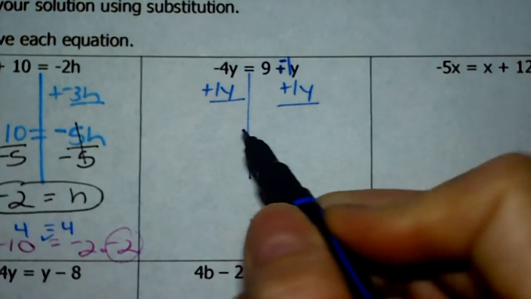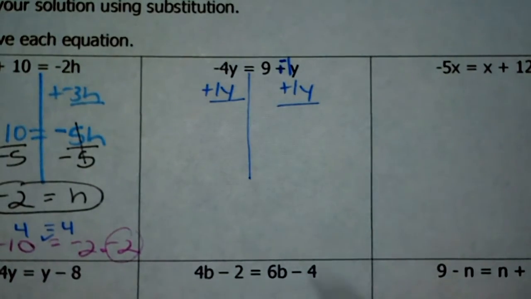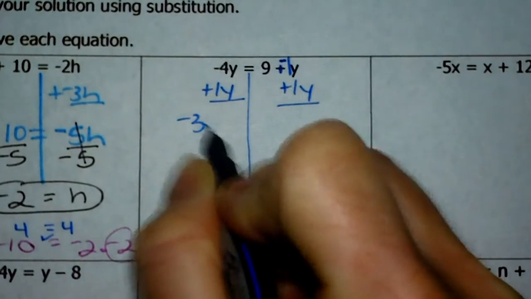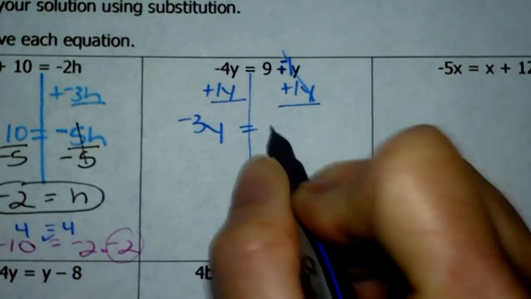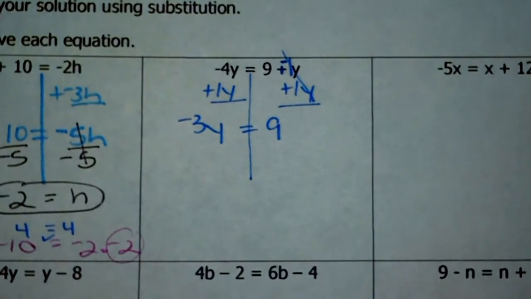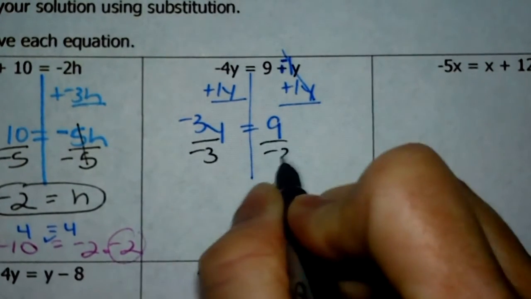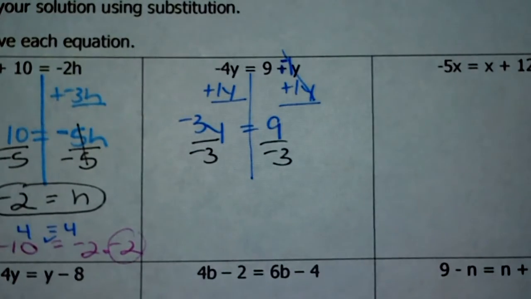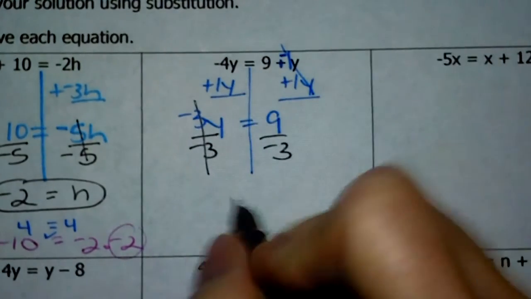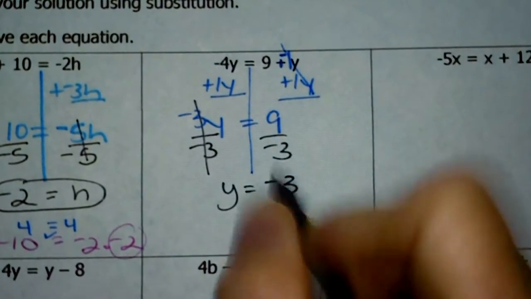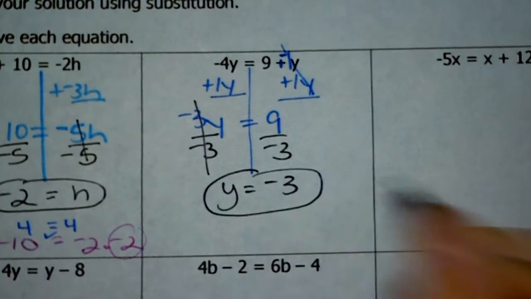Negative 4y and 1y are like terms, so we can add them. Negative 4y plus 1y is negative 3y. Those are gone. 9 is left. Now we just have this itty-bitty little 1-step to solve. So we're going to go ahead and divide by negative 3, because that's how you get rid of a negative 3 when it's being multiplied. And you get y equals negative 3, because 9 divided by negative 3 is negative 3.